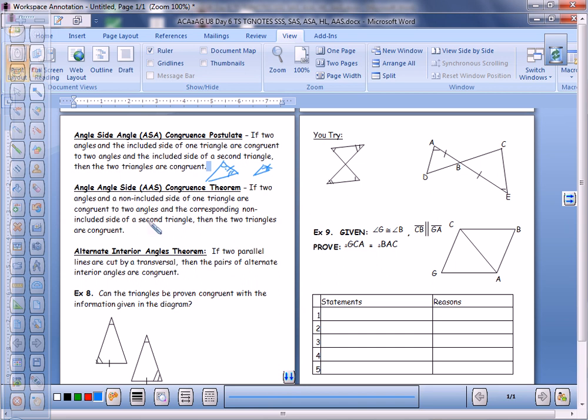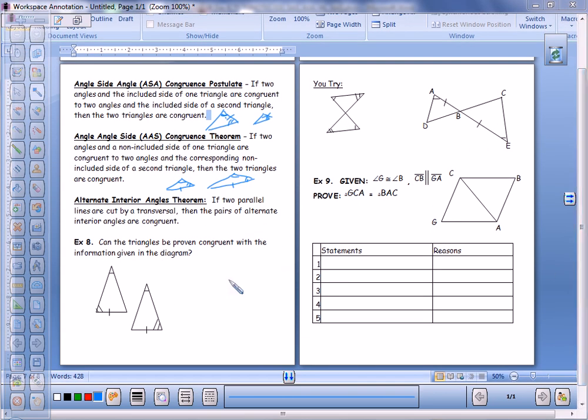The other one we're going to talk about today is angle, angle, side. For this one, we would have an angle, an angle, and a side. And once you pick one, you got to go around in the same order. If I start with the single here, it's angle, side, angle. You've got to go around in either clockwise or counterclockwise order. We can't skip around when we're naming the type of congruence postulate or theorem we're using.